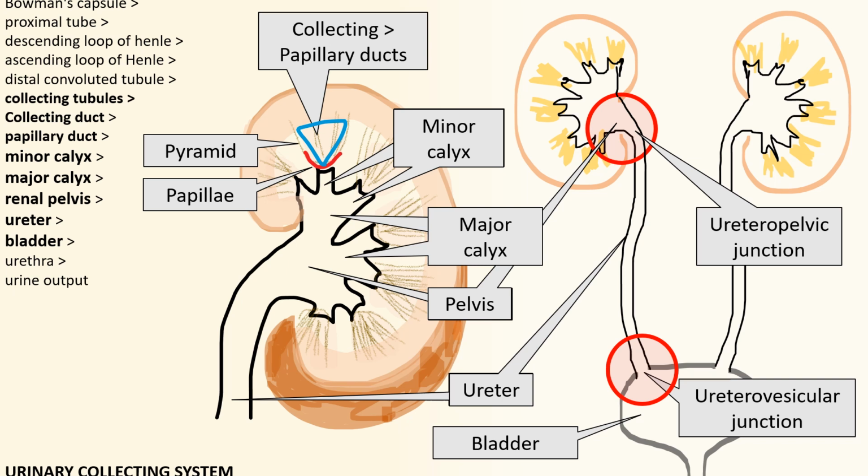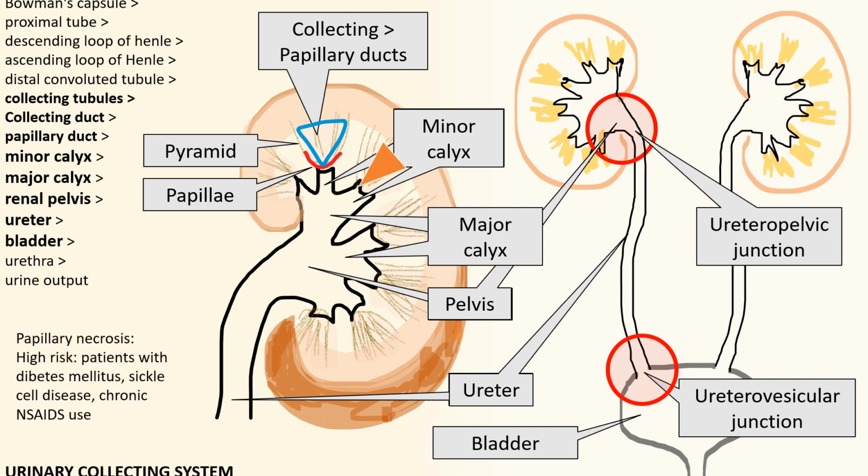Infarction of papillae is called papillary necrosis and has been described in patients with sickle cell disease, diabetes mellitus, chronic use of NSAIDs, obstructive uropathy, among others. Once papillary necrosis occurs, the whole papillae may slough off and fall into and obstruct the urinary collecting system, oftentimes at the ureteral level. Finally, the regions where renal cortices extend deeper into the medulla in between the pyramids are called columns of Bertin.